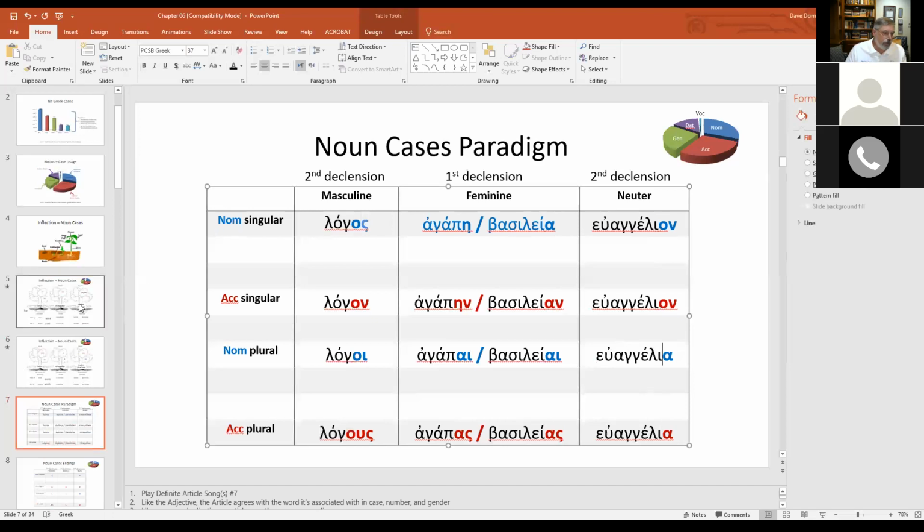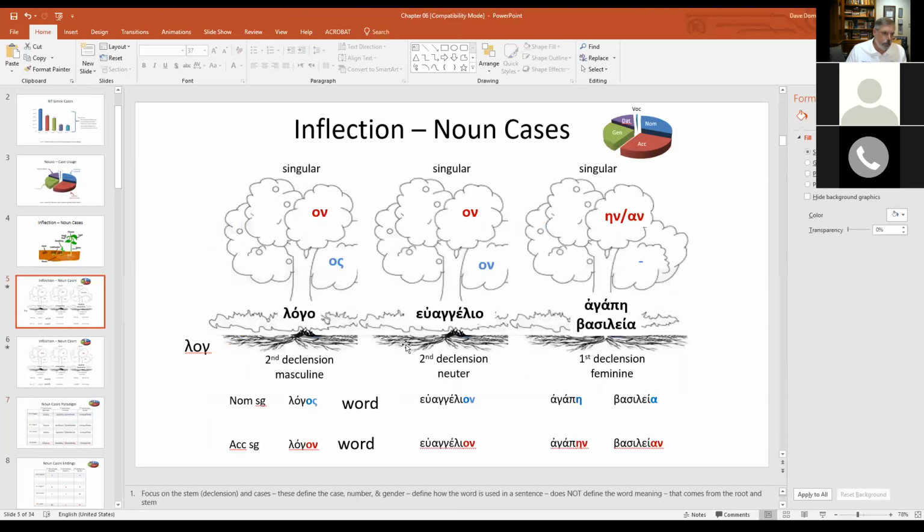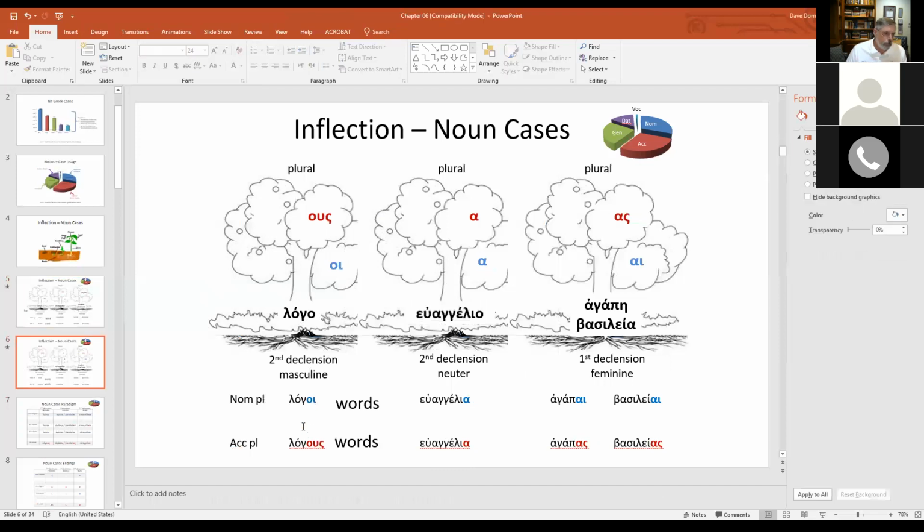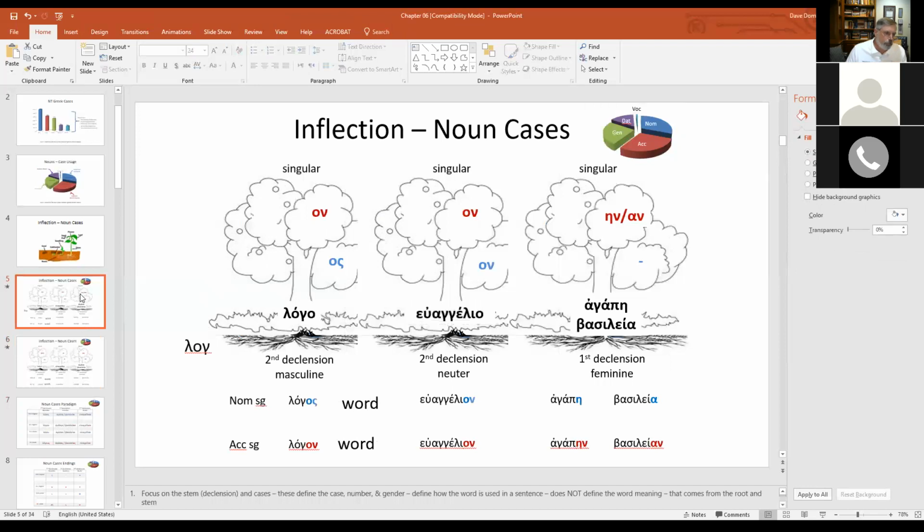So if I go back to our little tree design here, I've got second declension, a pattern with the omicron stem ending. You have a pattern for masculine singular and a pattern for neuter singular, and then you have the same thing for masculine plural and neuter plural.